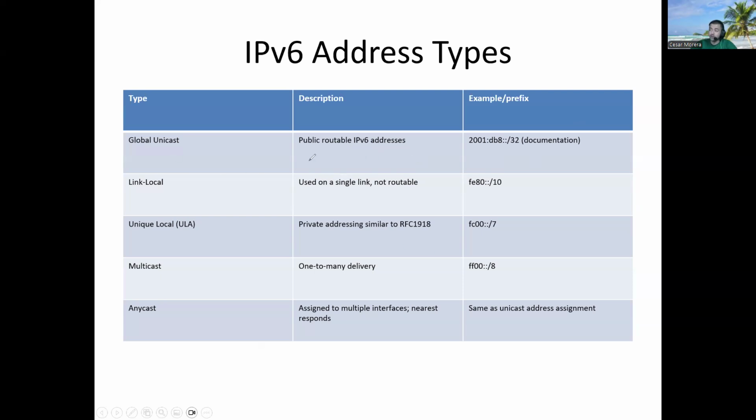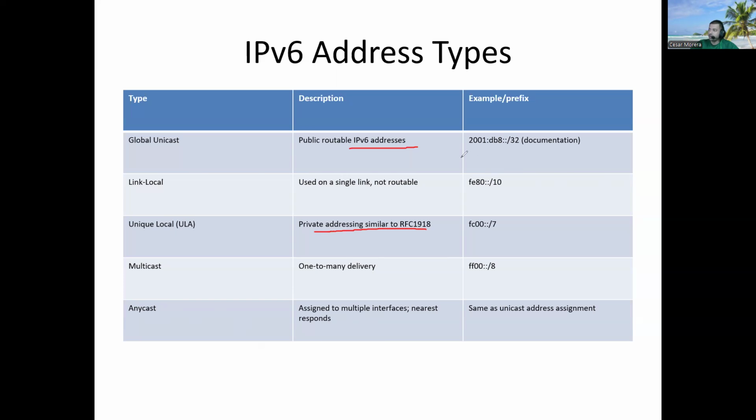Global unicast is a public routable IPv6 address. Link local is used on a single link, not routable. Unique local, ULA, is private addressing similar to RFC 1918. One-to-many delivery is multicast. And finally, we have anycast, assigned to multiple interfaces, with the nearest responding.